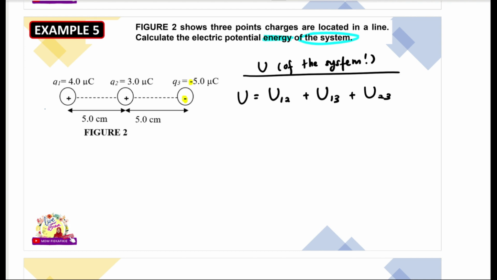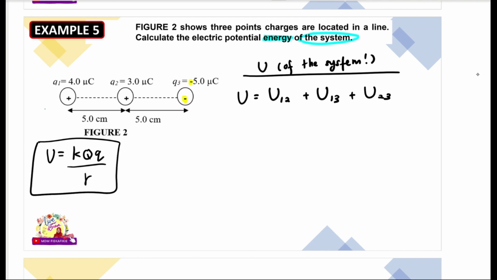Okay, maknanya kita ada 3, so kena kira ke semuanya. Okay, pairing-pairingkan semuanya. So formula U jangan lupa KQ Q over R. So now we can just substitute. U12 is the electric potential energy between charge 1 and charge 2. So we can substitute here based on the formula, should be KQ1 Q2 over R12 plus KQ1 Q3 over R13 plus KQ2 Q3 over R23.